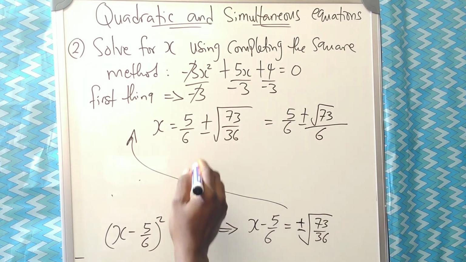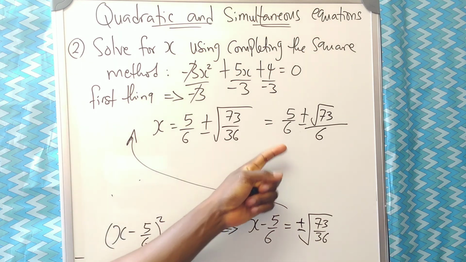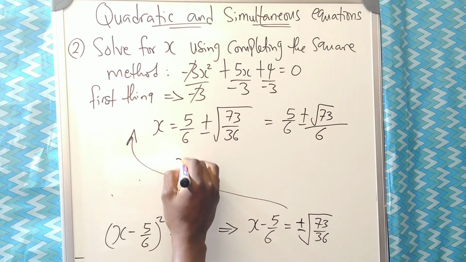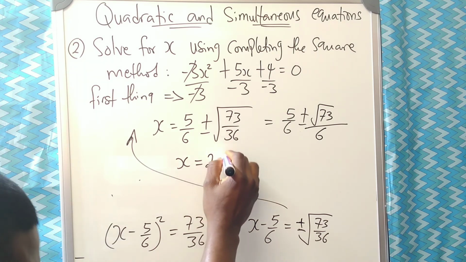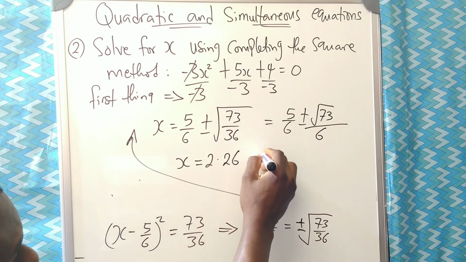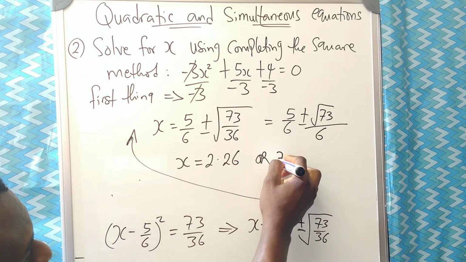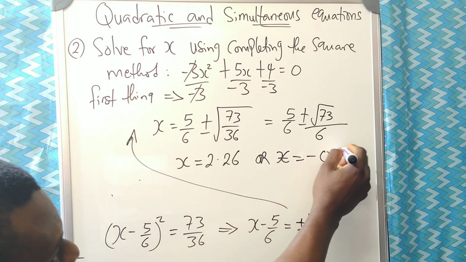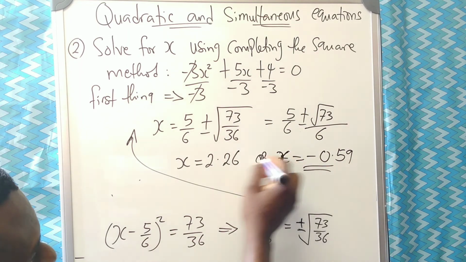If you press your calculator, you take it one by one. When it is plus, you get the value. When it is minus, we get the value. When it is plus, definitely our answer is going to be 2.26. Or when it is minus, our value will become x equals minus 0.59. I believe we have been able to get something from this.